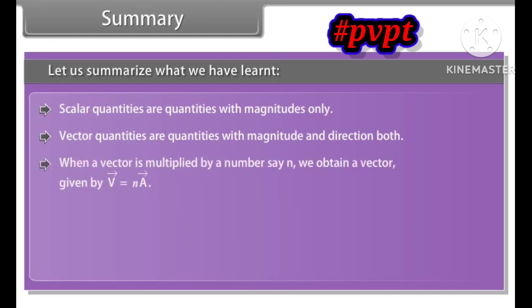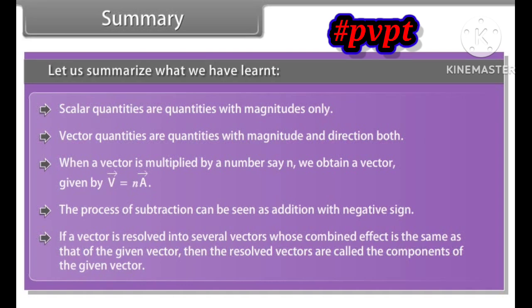When a vector A is multiplied by a number say n, we obtain a vector v given by v vector is equal to n times A vector. The process of subtraction can be seen as addition with negative sign. If a vector is resolved into several vectors whose combined effect is same as that of the given vector, then the resolved vectors are called the components of the given vector.